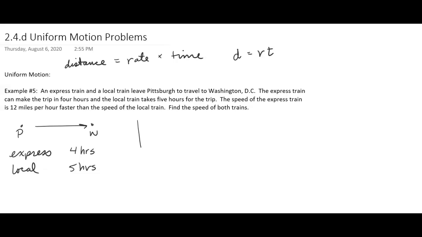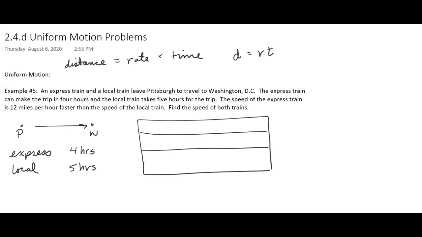Okay, I'm going to set up a chart here because a lot of times we do that with these types of problems and some other problems as well. Up here I'm going to put the rate, the time, and the distance. And I have 2 different trains. I have an express train, and I have a local train. We already know the time. We know that they're going 4 hours for the express and 5 hours for the local train.